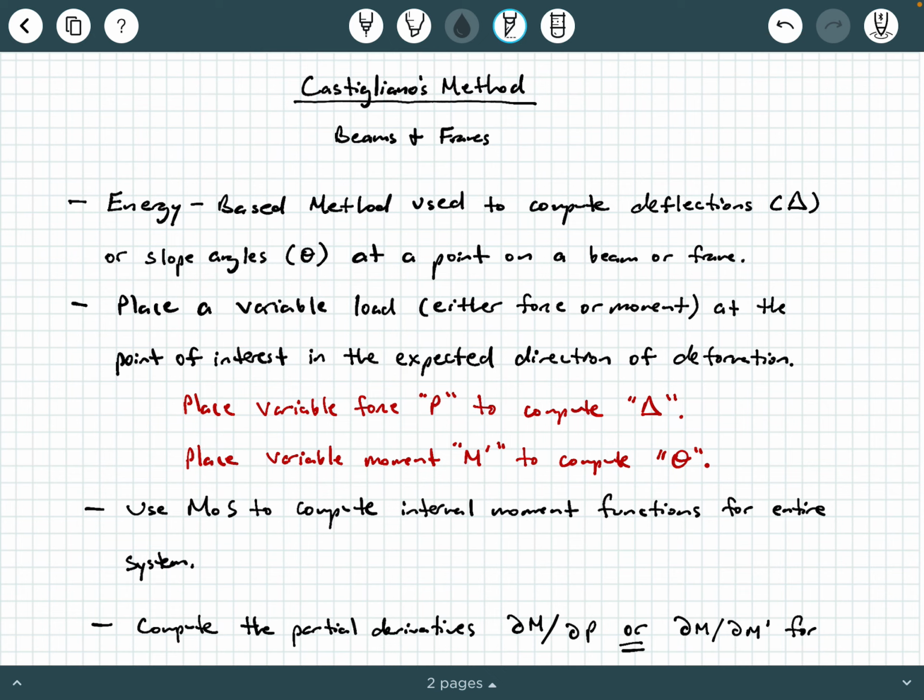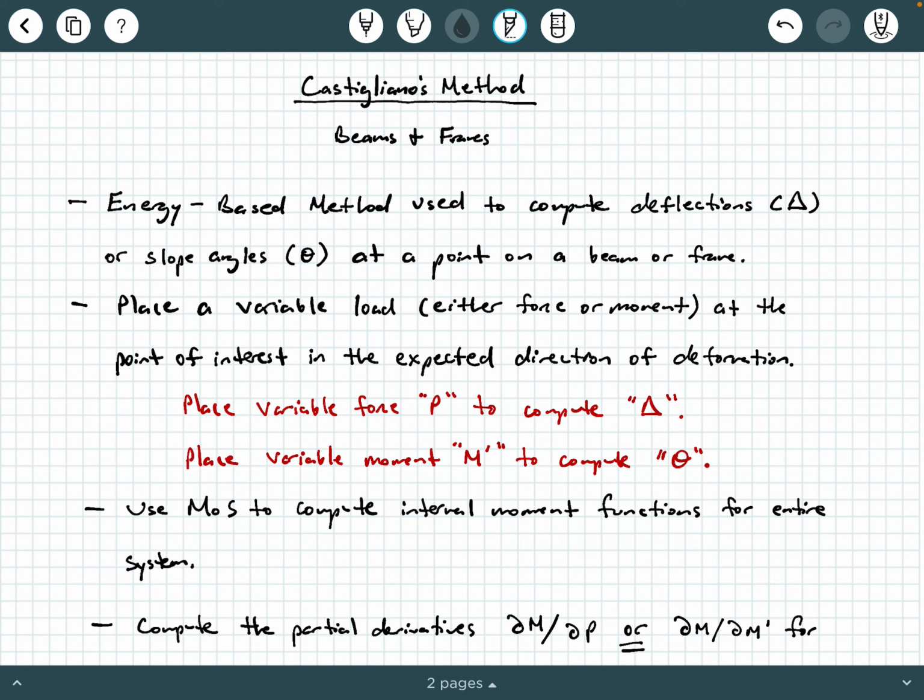If you want to compute a deflection, delta, you're going to place a variable force P at the point of interest in the expected direction of deformation. If you are interested in a rotation angle or a slope angle theta, you're going to place a variable moment M prime, a little prime here, in order to compute that slope angle theta. You place that variable moment M prime at the point of interest in the expected direction of rotation on the system. Now, this prime is just a label. It is not meant to be a derivative. M prime here is just used for the sake of labeling.